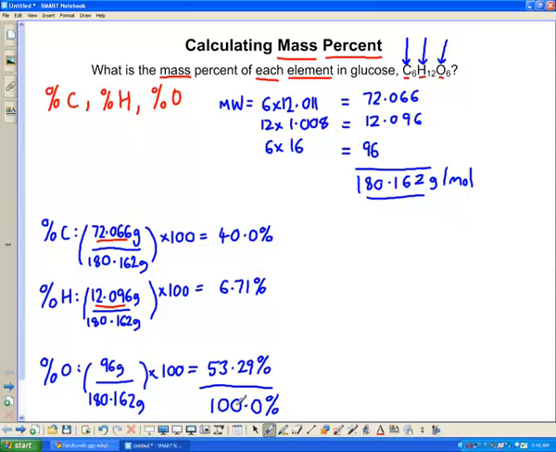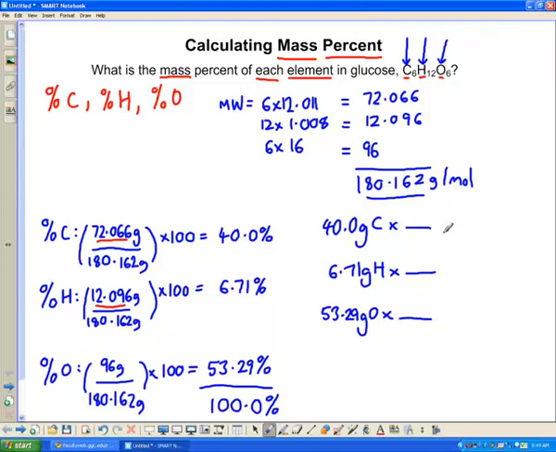Which means you can say 40 grams. I can say in that molecule I have 40 grams of carbon. And in the same way, I can say I have 6.71 grams of hydrogen, and I have 53.29 grams of oxygen. Now, I wasn't planning on doing this, so I hope I'm not going to run out of space. And then you want to convert each of these into moles, so you're essentially going the opposite way from what we did before.